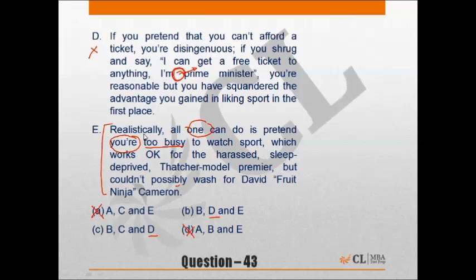I missed this one. Had I picked up this one, I would have got the answer correct. Statement E is also incorrect. Hence the correct answer has to be choice B. So I identified this to be the incorrect usage. This one should have been followed by one. You cannot have one followed by you are. You're mixing up second person and third person, hence statement E is incorrect.